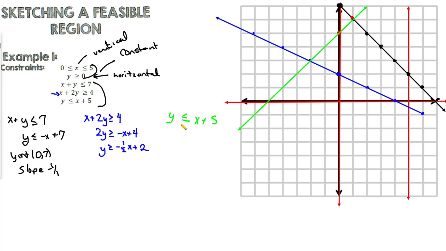And so we got to figure out where it would shade. So I need to shade below that green line, below the black line, above the blue line. So that's going to create this region here. We've already talked about where the red lines shade. And so that's our feasible region, that polygon there.